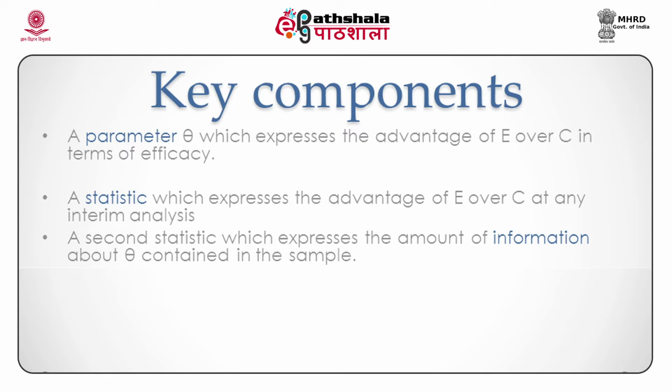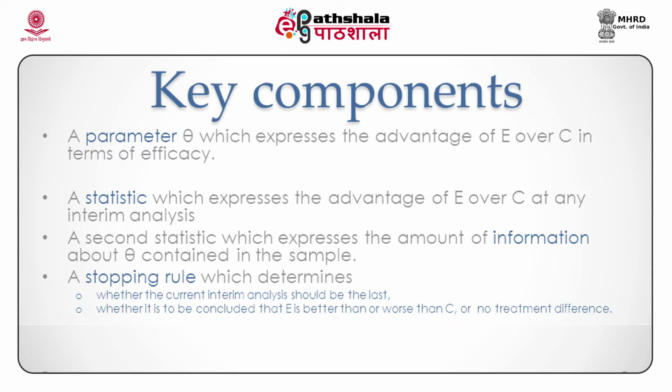The next key component is a stopping rule. The stopping rule decides whether we have sufficient evidence to conclude the trial, that is, whether the current interim analysis should be the last, and if so, whether we should conclude that E is better than C or worse than C, or that there is no significant treatment difference.